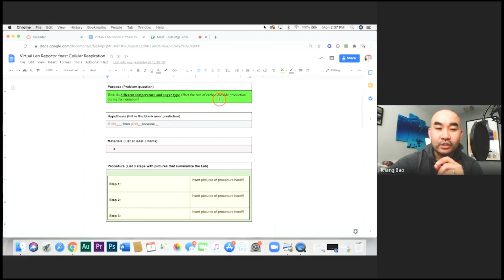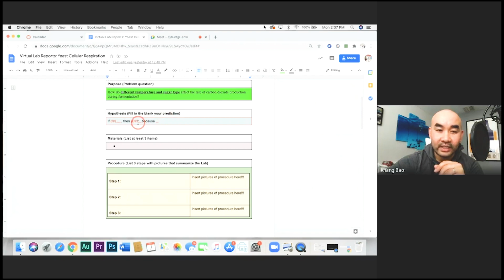So to answer that question, you need to write your hypothesis. Again, the question is: how do different temperature and sugar type affect the rate of carbon dioxide production? Let me know: if you increase the temperature, and if you change the sugar type, would it increase the carbon dioxide, or would it decrease the carbon dioxide? Give me a reason. Don't forget to follow your hypothesis statement format. Write your prediction right now. I'm going to give you a few minutes to write your prediction.